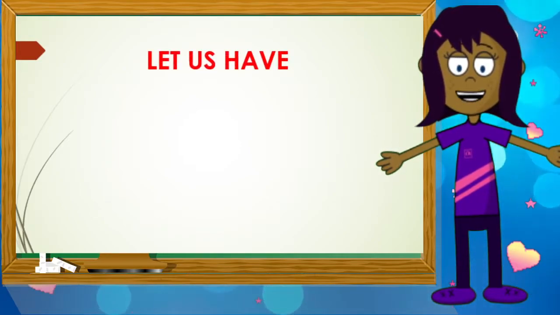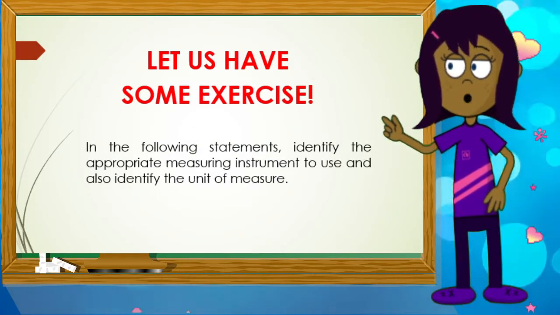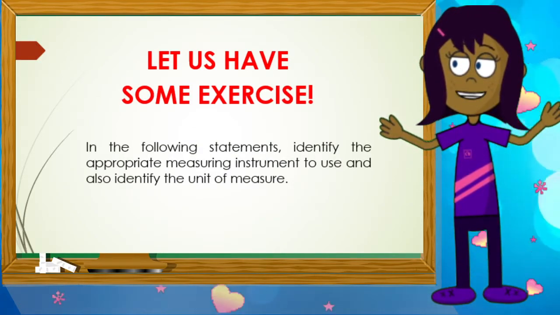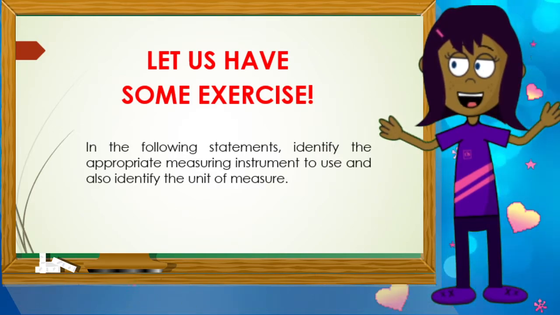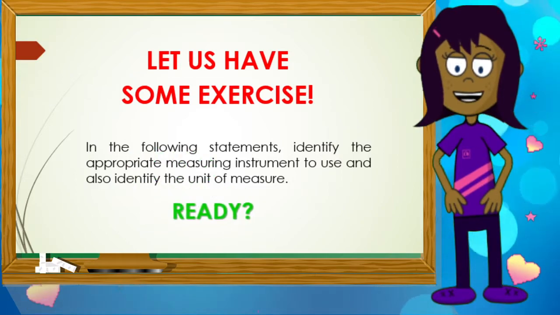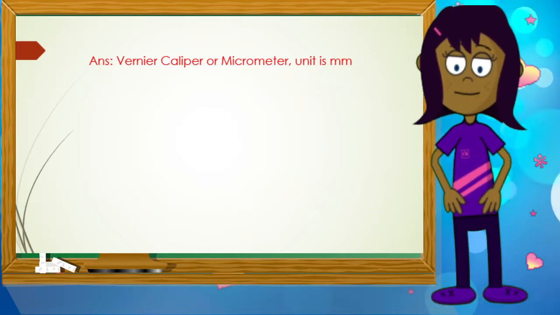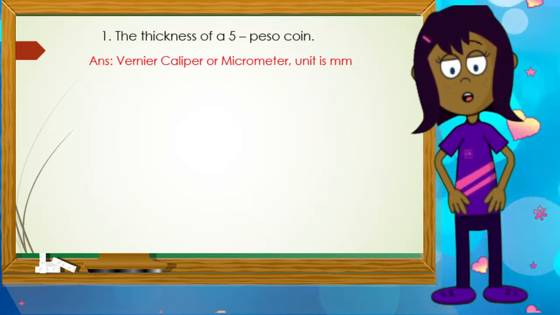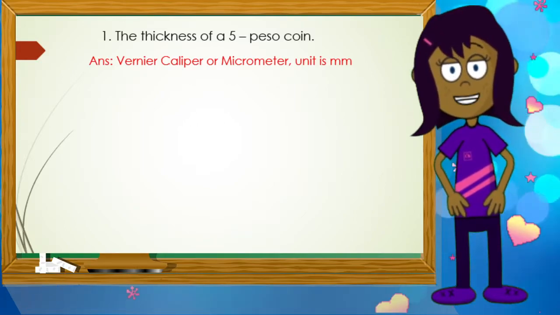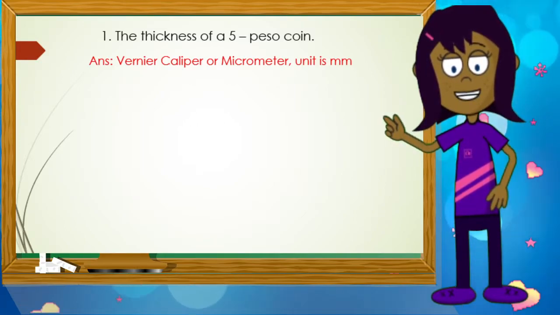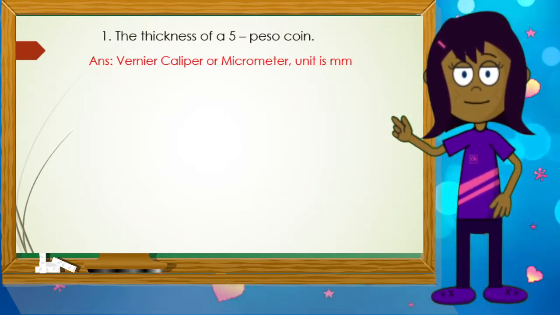Now let us have some exercise. In the following statements, identify the appropriate measuring instrument to use and also identify the unit of measure. Are you ready? Let's go. The first situation is the thickness of a 5 peso coin. Of course, that can be measured by a vernier caliper or micrometer, and the unit is millimeter.